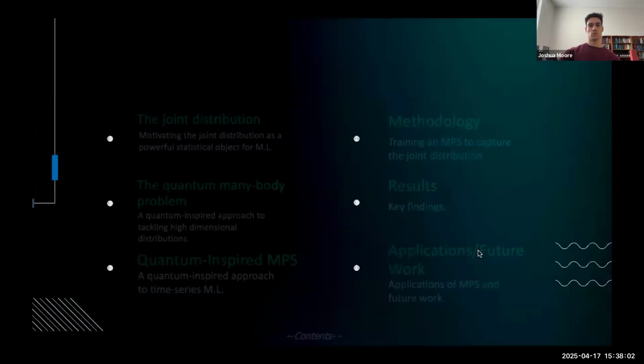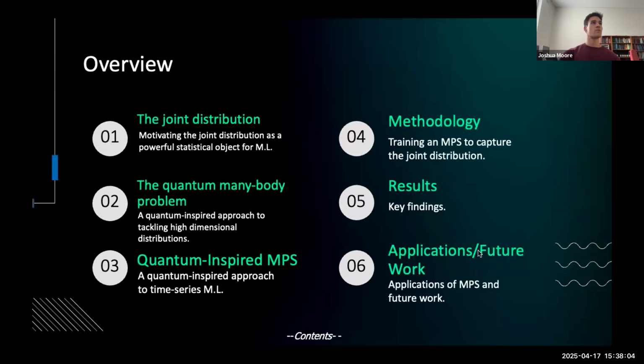Okay, so this is just a brief overview. I'll start by talking a little bit about the time series joint distribution and why it's a powerful statistical object for tackling a bunch of these different time series machine learning problems. And then drawing on inspiration from quantum mechanics, we have this quantum many-body problem where tensor network approaches, like the matrix product state, for example, have been developed to tackle these issues. And then we'll look at how we can use these quantum-inspired approaches and adapt them to time series ML problems by framing them as statistical inference problems.